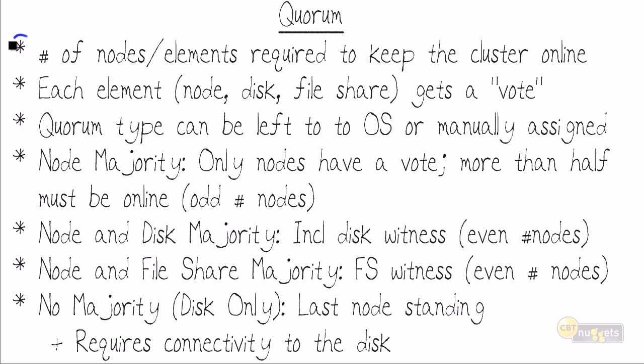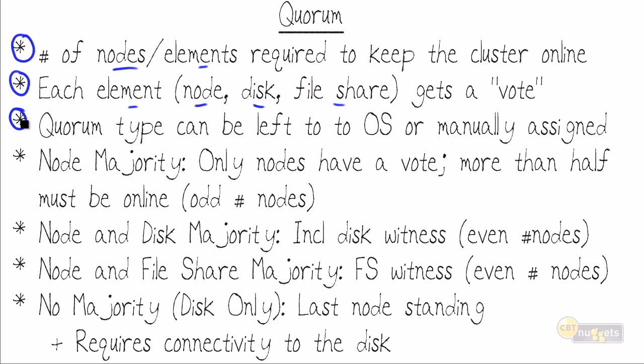Similarly, in a failover cluster, quorum represents the number of nodes or elements that are required to keep the cluster going. Now, what does an element mean? Don't we just talk about the nodes, the actual hardware, the servers that are part of a cluster? Not necessarily, and there's very good reason for this. An element can be a node, but it can also be the shared storage, or an arbitrary file share that gets a vote in the quorum. Essentially, quorum means each element votes periodically: do we have enough resources to keep this cluster going?